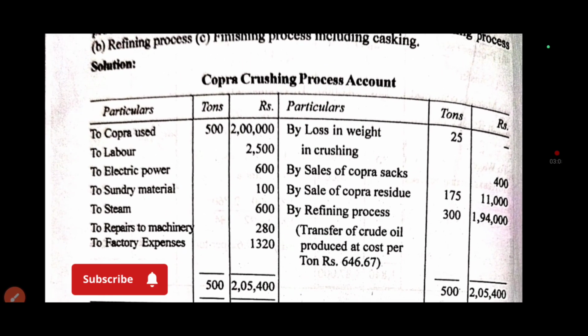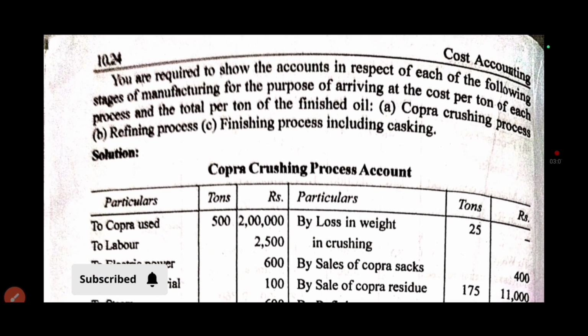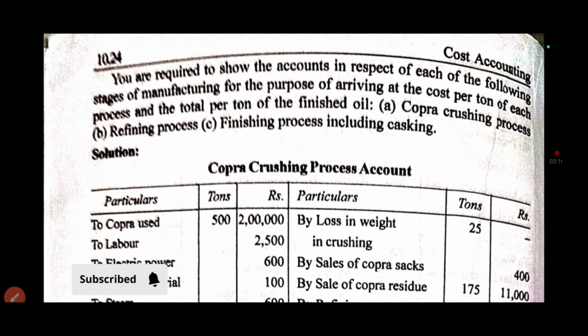Apart from that, you are required to show the account in respect of each of the following stages of manufacturing for the purpose of arriving at the cost per ton of each process and the total per ton of the finished oil. So they asked us to prepare the copra crushing process, refining process and finishing process, including casting. In each process we need to find the cost per ton. At the end, in the finished process account, we need to find out the total per ton.